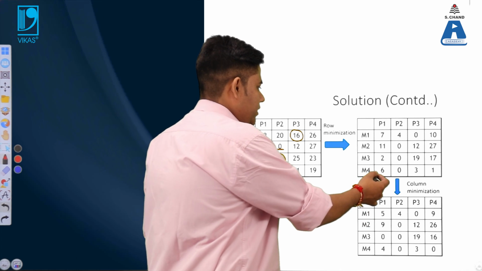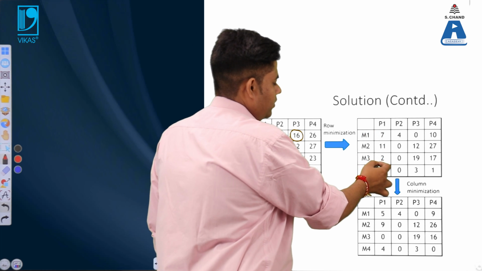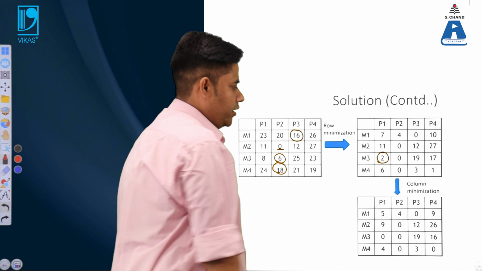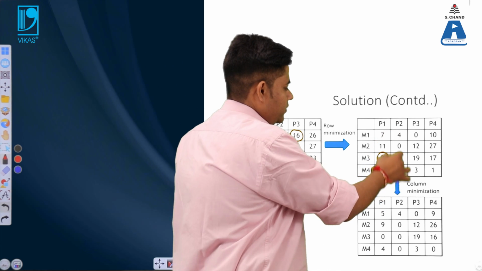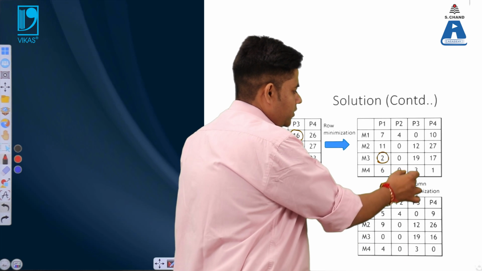So, for the column minimization, we will look for the minimum element in a particular column. So, the minimum element in the particular column is 2. So, 2 is to be subtracted from all the elements, and it is to be written over here. In the next column, 0 is already there. So, we subtract 0 from all the elements, we will get the same numbers.